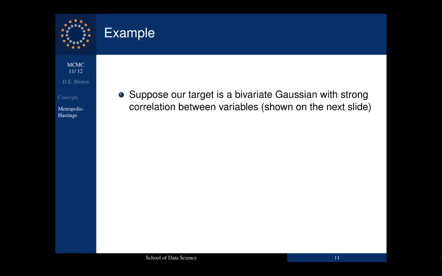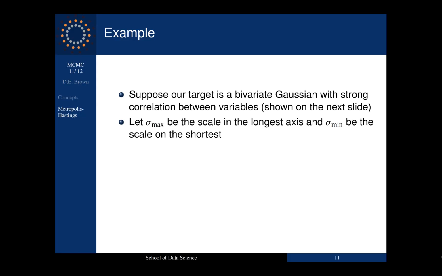So let's look at an example of this. Suppose our target distribution is a bivariate Gaussian with strong correlation between variables. And we'll look at the picture of this on our next slide. Let's let sigma max be the scale of the longest axis and sigma min be the shortest. We'll let rho be the scale of the proposal distribution. So this is what we're using in order to do our search.